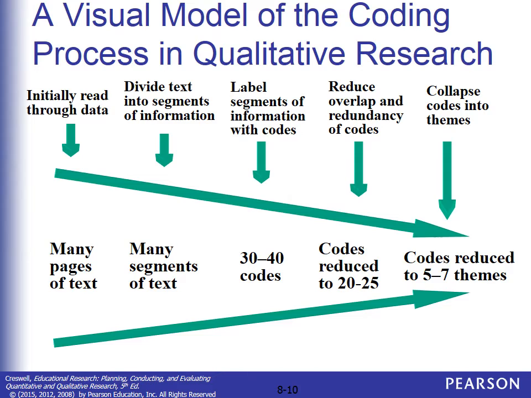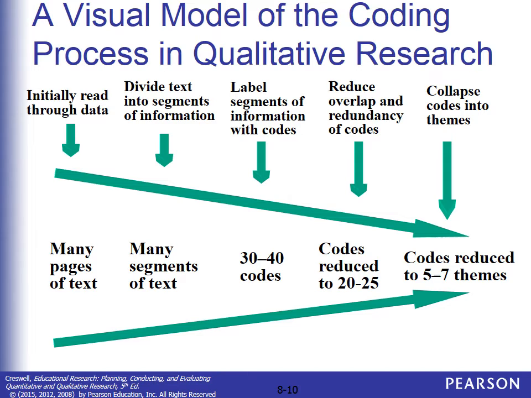Okay, I love this visual model of coding, and this is found in your textbook, but it's also in a lot of qualitative textbooks. I remember seeing this visual model back when I was a graduate student, and I think it's a very helpful visual model to help students understand and grasp this concept. If you read from left to right, you initially read through all your data, your observation notes, your field notes, your interview notes, and you have many pages of text. This is called exploring the data or immersing yourself in the text.